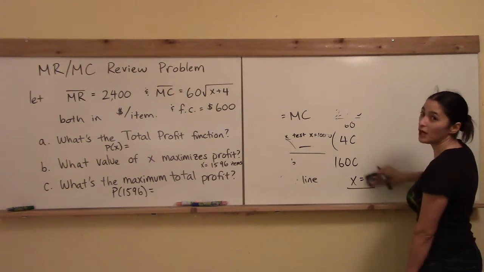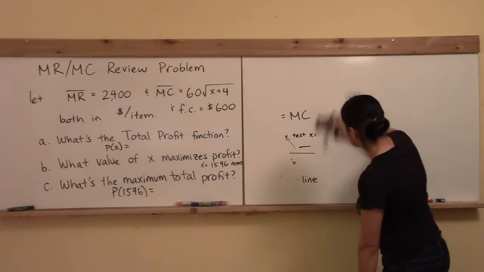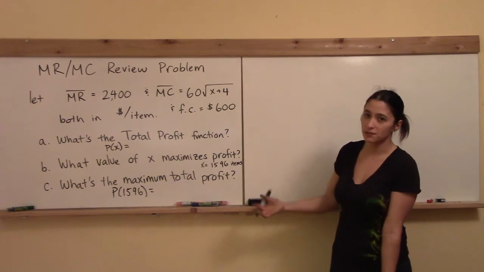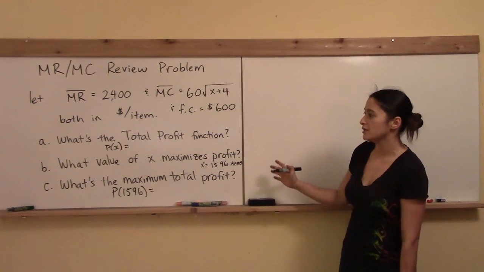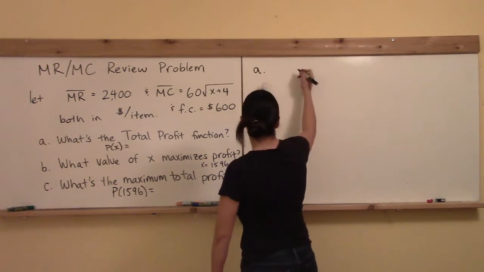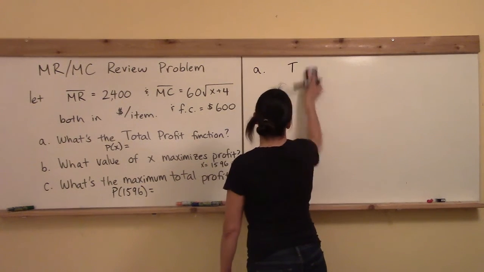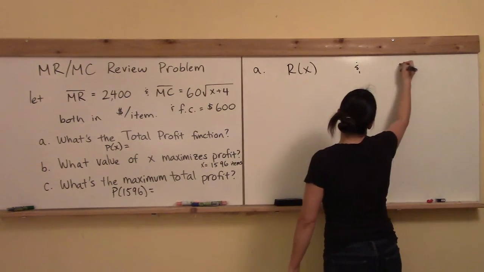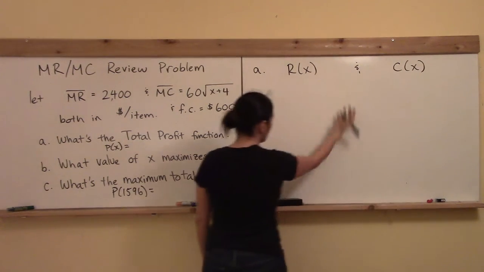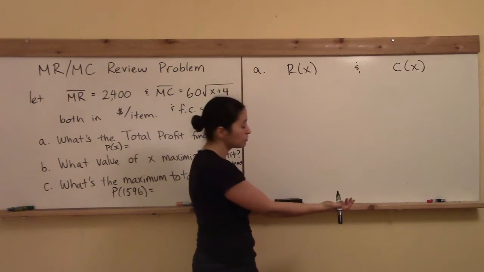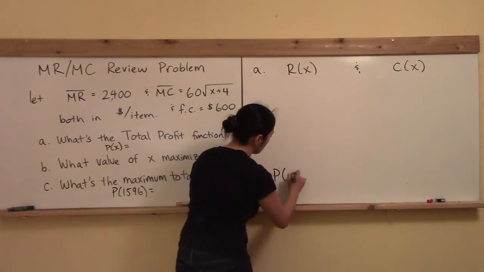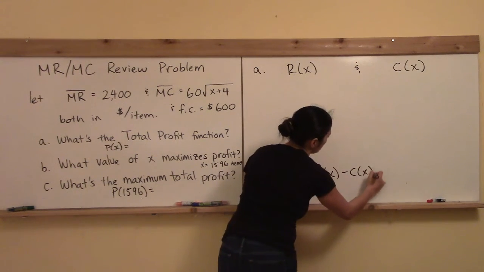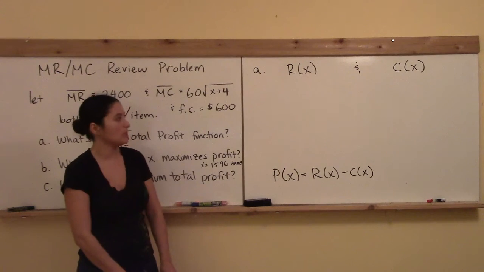Profit is revenue minus cost. So really, the underlying question is, what's the total revenue? What's the total cost? And then what's the difference between those? And that'll get me my answer for part A. So in part A, I need to find my total revenue, which is called R of x, and I have to find my total cost C of x. Each one of those is an integration initial value problem. And then down at the bottom, my profit function is my total revenue minus my total cost, and that'll get me the answer to A.